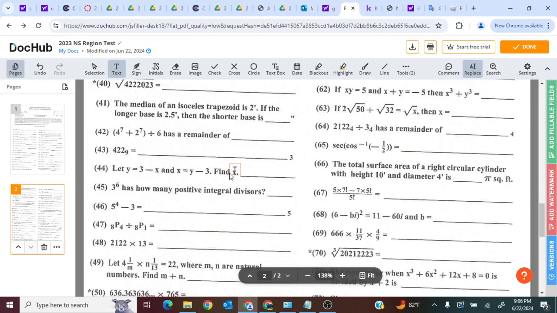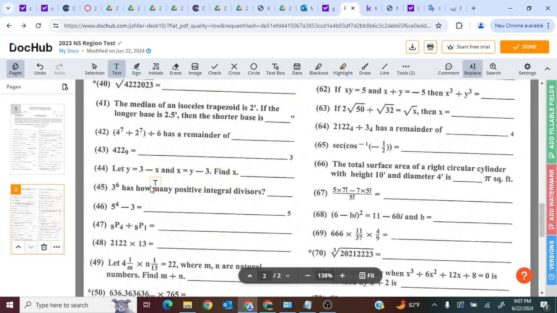y is equal to 3 minus x. x is equal to y minus 3. Find x. Okay, yeah, just replace x with y minus 3. 3 minus y plus 3. 6 is equal to 2y. y is equal to 3. x is equal to 0.